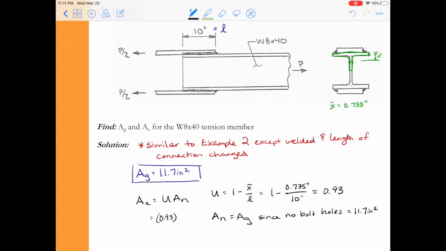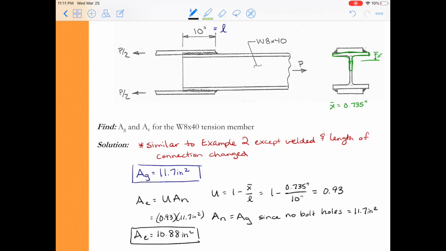So now we can do our calculations. The effective area will be U, 0.93, times the net area, 11.7 inches squared. So for this particular example, we get that the effective area is 10.88 inches squared.